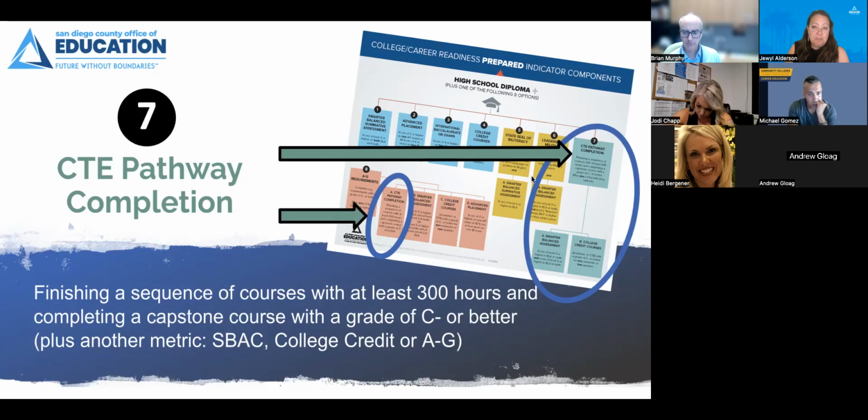CTE pathway completion, we know, is 300 hours, completing a capstone course with a C- or better. And then you also need to do one other thing to be considered prepared. And so that might be scoring on the Smarter Balanced, or college credit, or A through G.